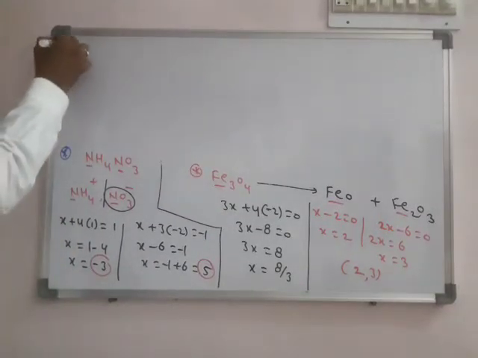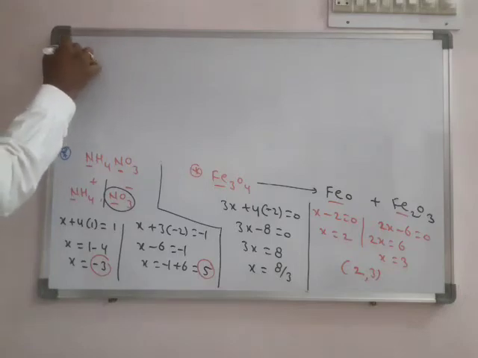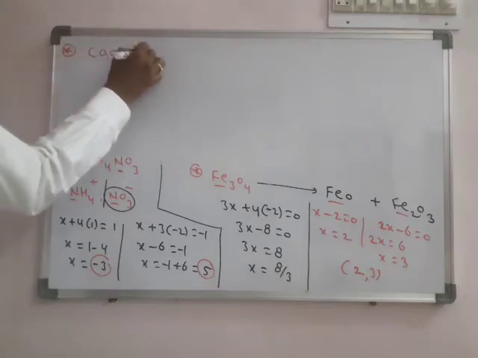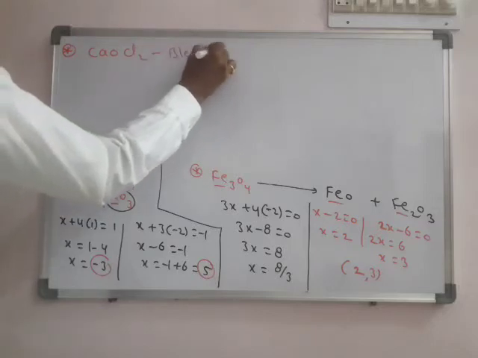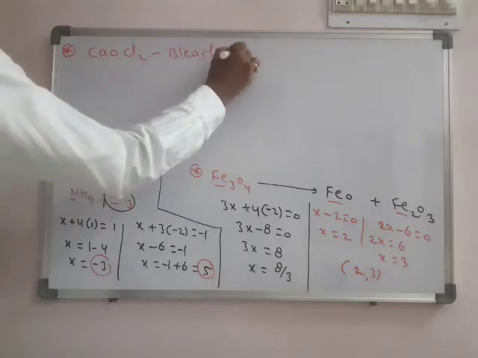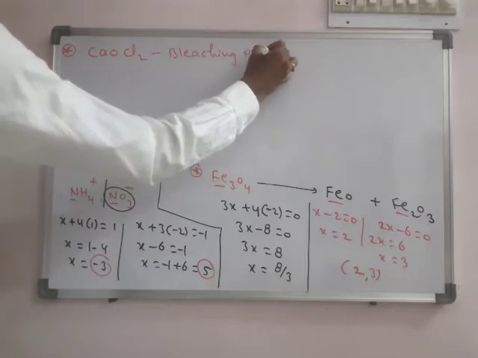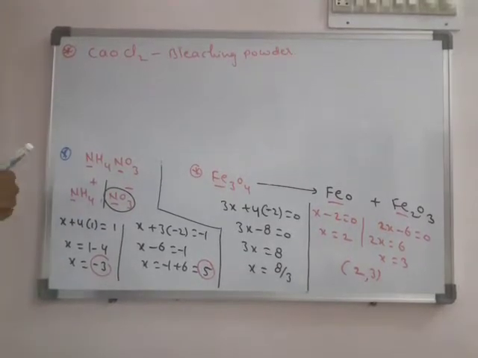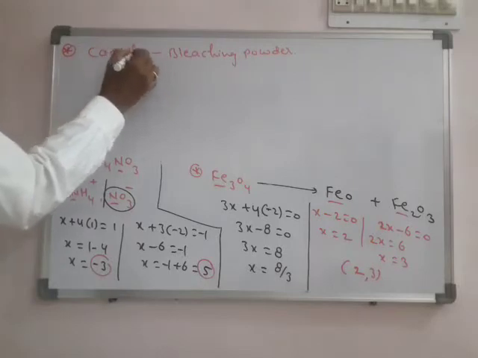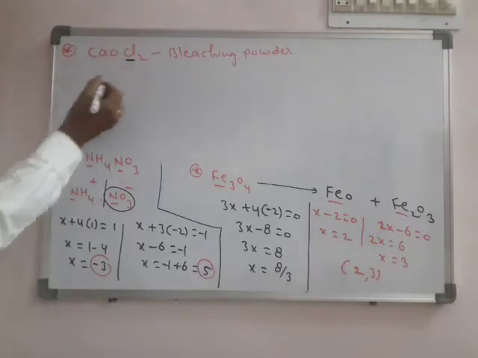See some more examples. For example, it is also a very important one. So bleaching powder. We know the uses of bleaching powder. It is to kill the germs. It is used in water. Okay, it's called bleaching powder. What is the chlorine oxidation state? So now I'll calculate it.